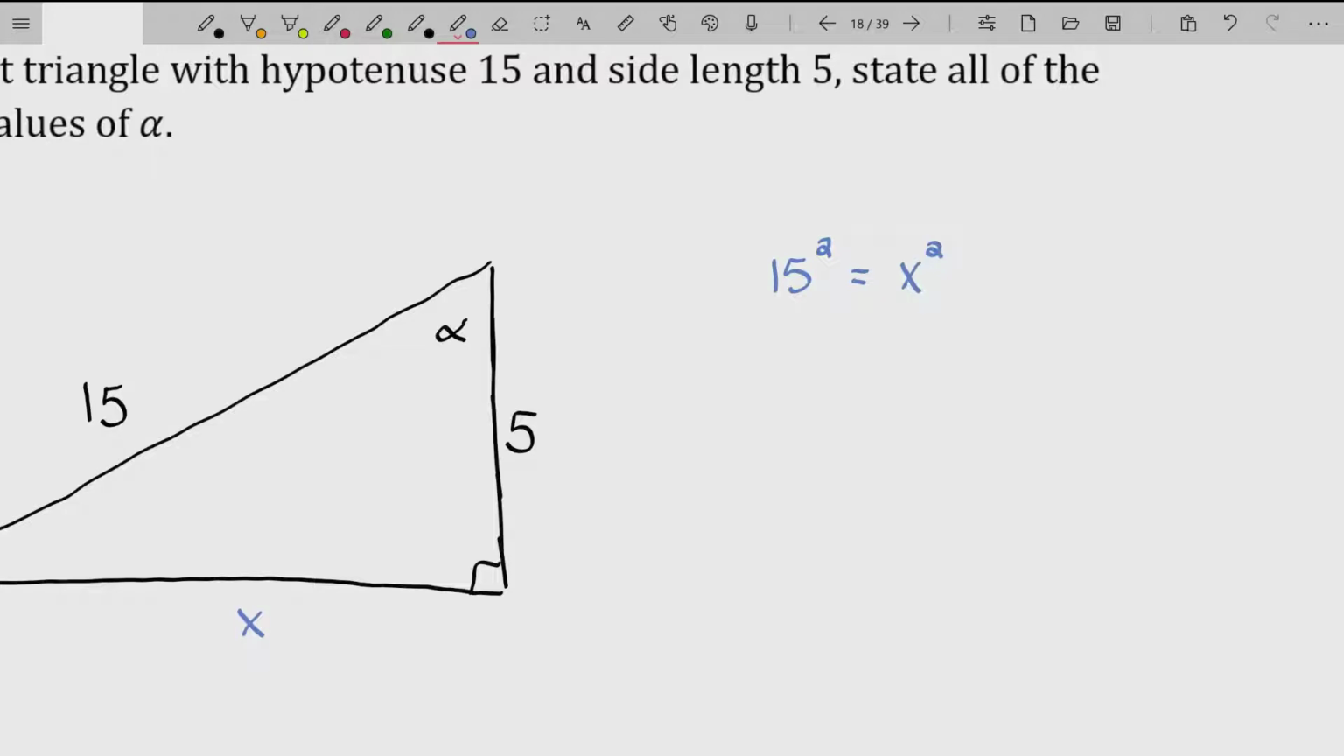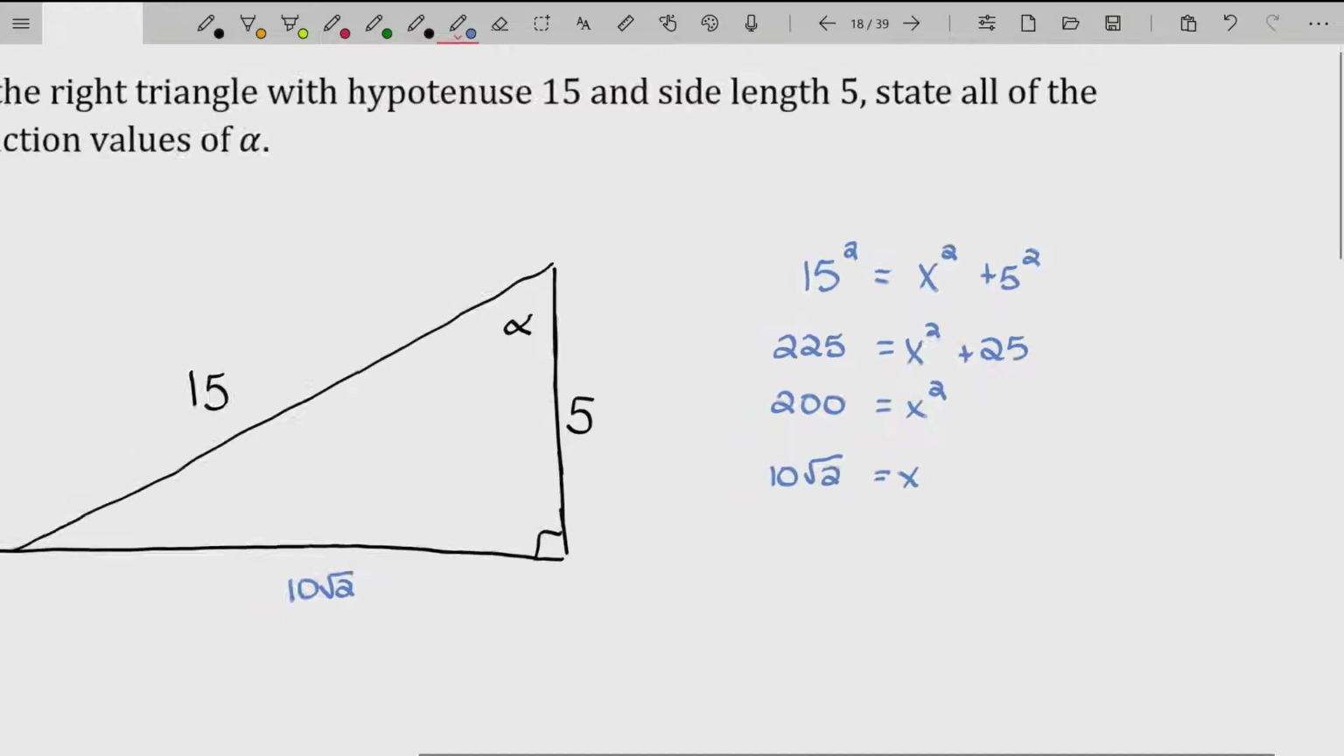15 squared is x squared plus 5 squared. In other words, 225 is the same thing as x squared plus 25. Subtract 25. You get x squared is equal to 200, and that will tell us that x is equal to 10 root 2, right? Square root of 100 times the square root of 2. And it's positive because, again, it's a side length. So I'm going to fill that in here. This is 10 root 2.